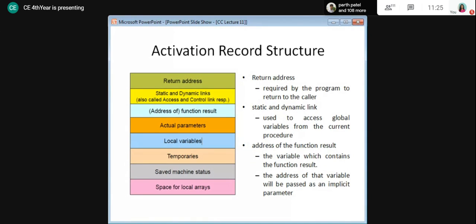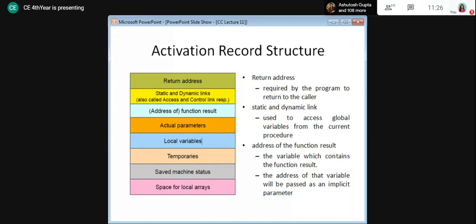Then we require static and dynamic links to access the global variables from our current procedure. Suppose we have nesting of procedures. At that time it becomes very significant that we have access to the variables which are accessible in that scope. So at that time, this static and dynamic link will play a very important role. We will see that with an example of nested procedures. They are also known as access link and control link.